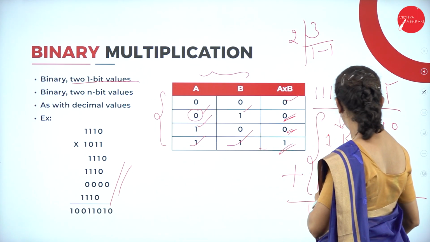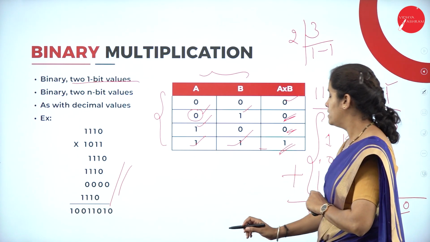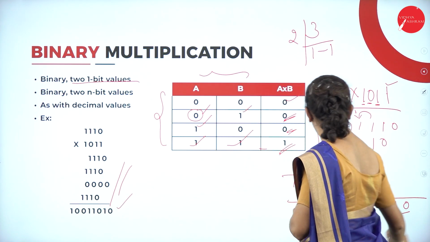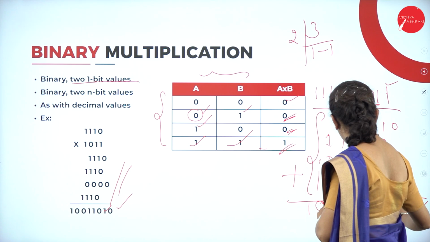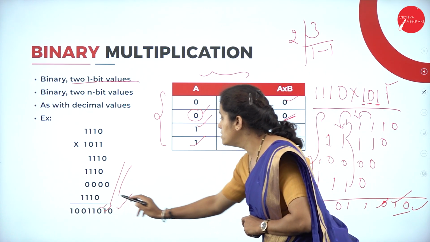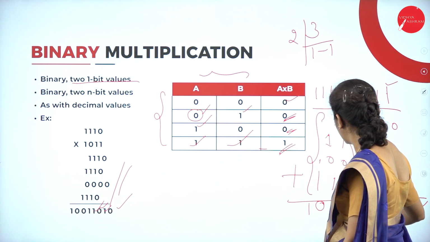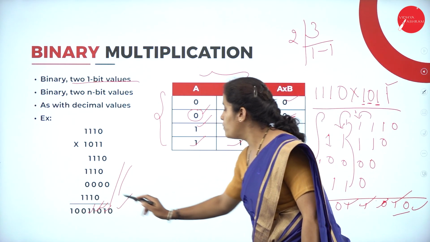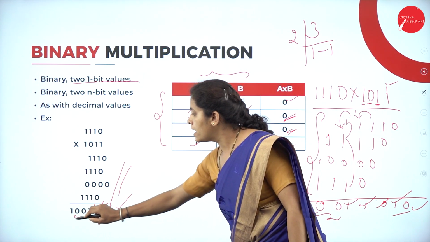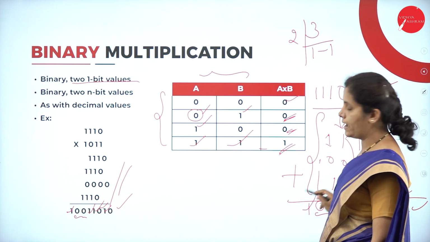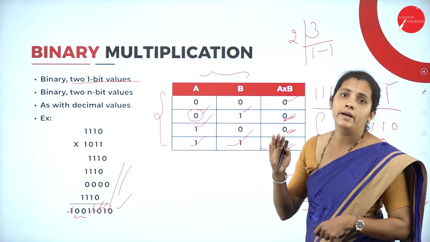So now cross verify. So here I have 0, I have 0 here. I have 1 here, I have 1 here. So here I have 0, here I have 0. Here I have 1, here I have 1. So here I have 1, here I have 1, here I have 2 zeros, here I have 2 zeros, and here 1, and here I have 1. So this is the simple way you can perform addition.